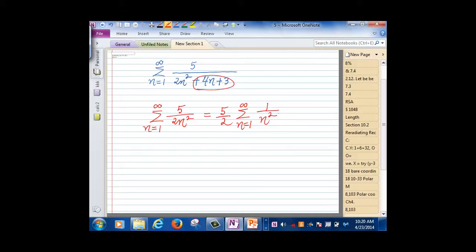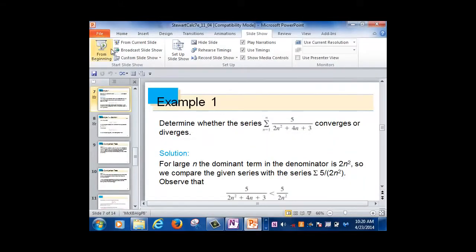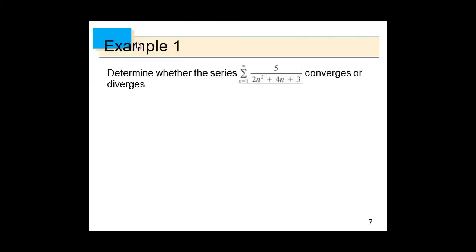What type of series is that? A p-series with p bigger than 1. So it is a convergent series, right? So this is convergent. That gives me the guess or intuition that the series that I have should be convergent as well. That's just an intuition. So how do I now show that the series is indeed convergent? Everybody's clear? My guess is that this series should be convergent.